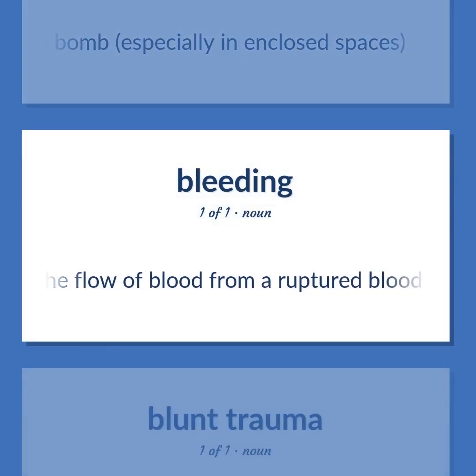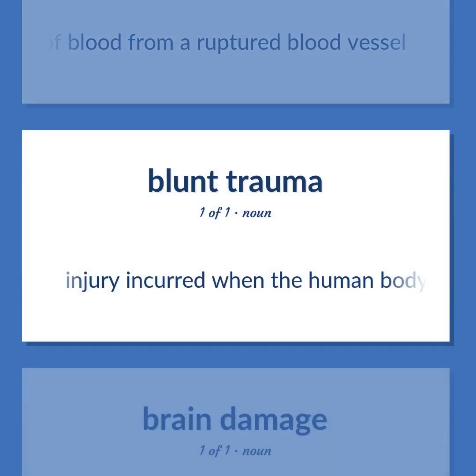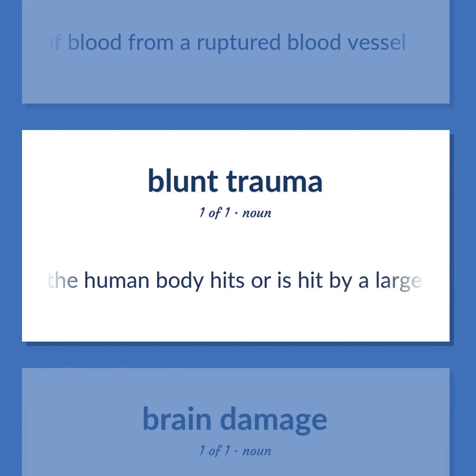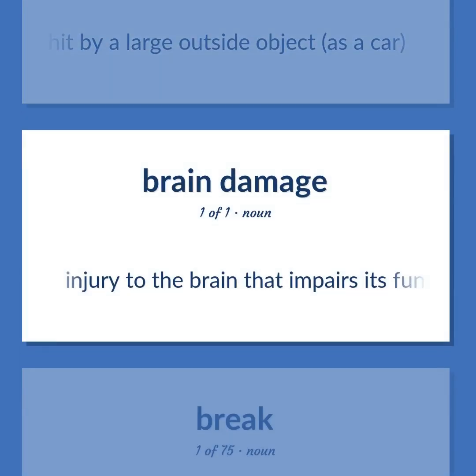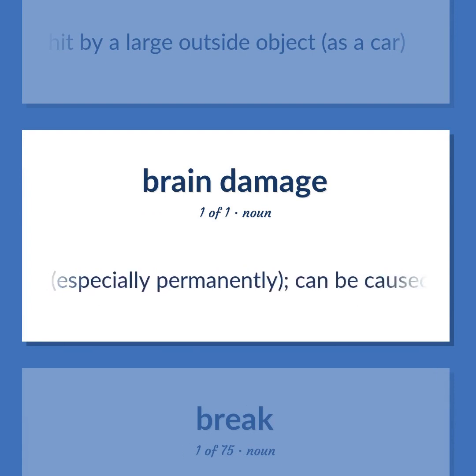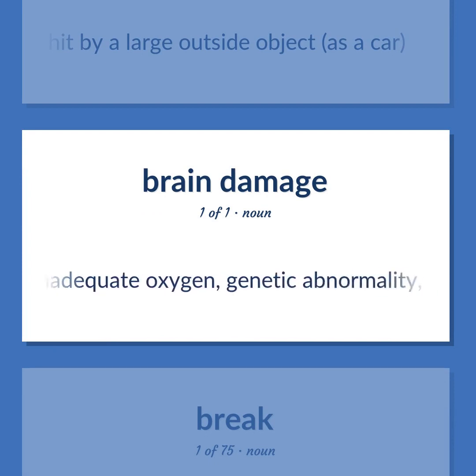The flow of blood from a ruptured blood vessel. Injury incurred when the human body hits or is hit by a large outside object, as a car. Injury to the brain that impairs its functions, especially permanently, can be caused by trauma to the head, infection, hemorrhage, inadequate oxygen, genetic abnormality, etc.